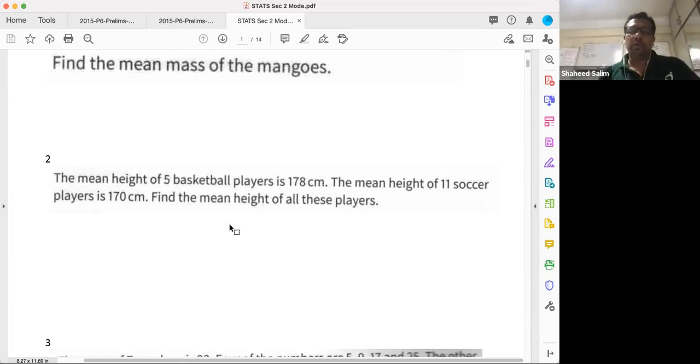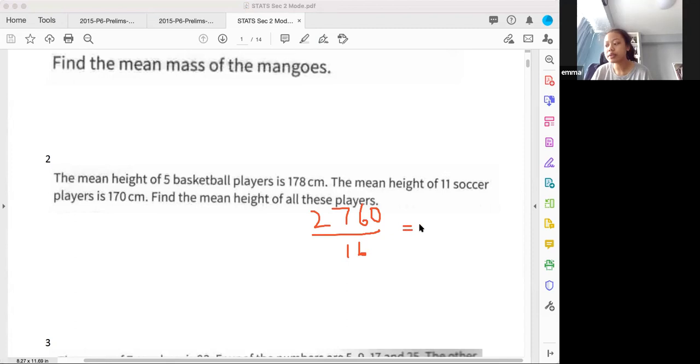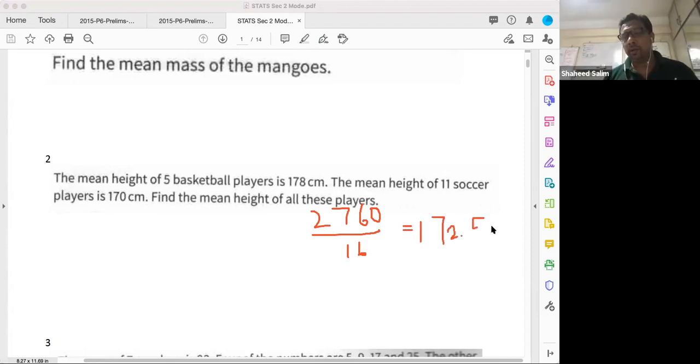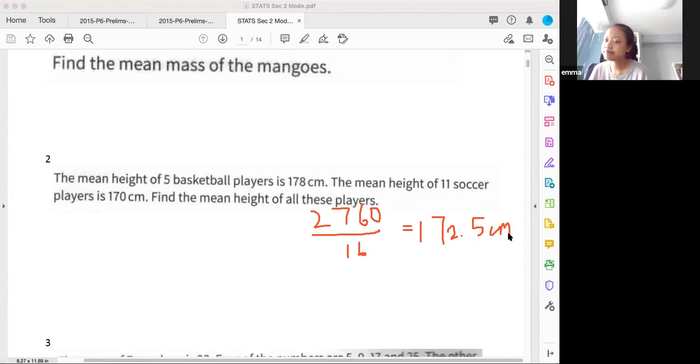Okay. So now how many players are there? There are 11 soccer players. There are 5 basketball players. So you take the total height, you get 2760, right? And you divide it by the total number of players, which is 16, right? So what is your height? 170.5. Okay, that's your average, your mean.